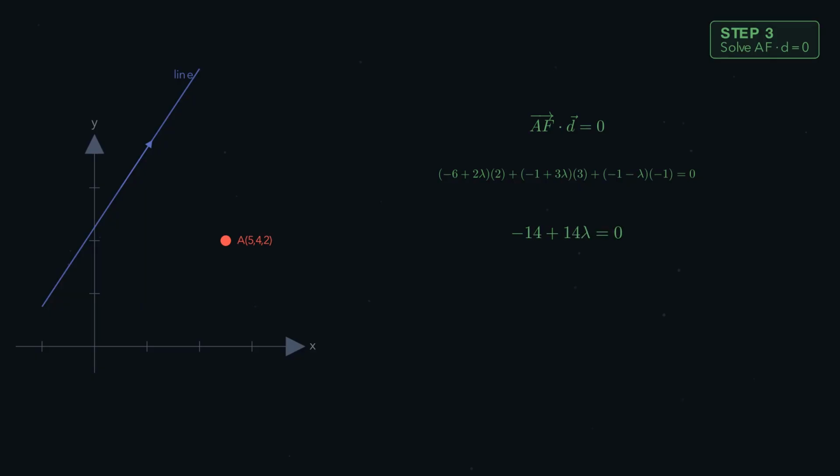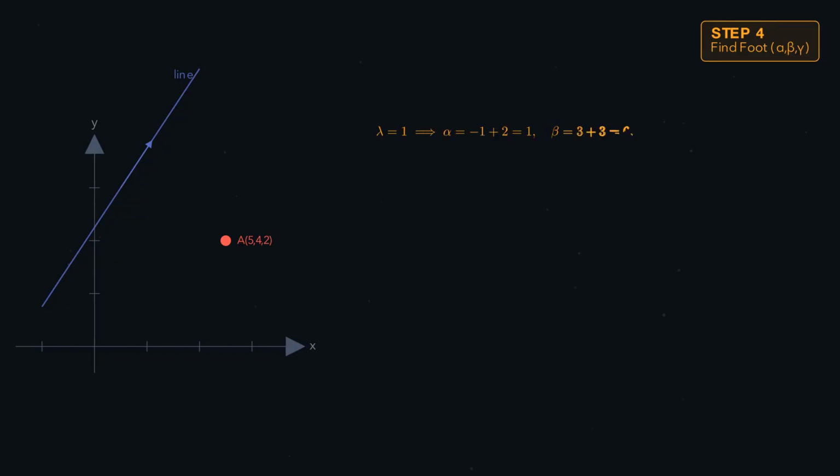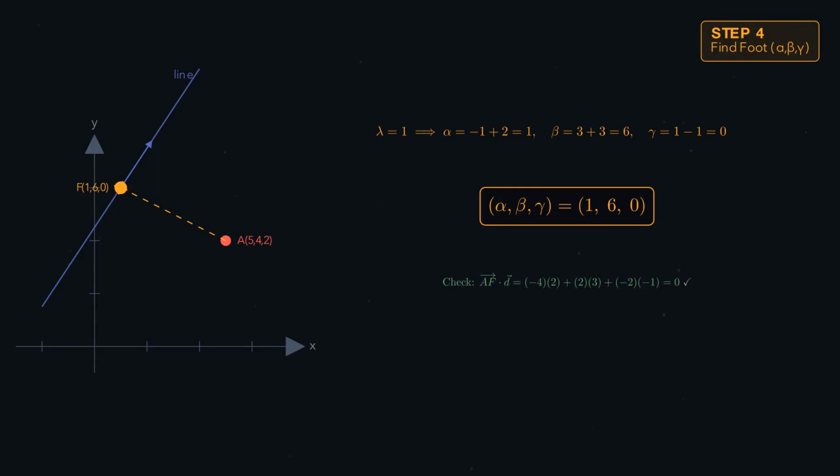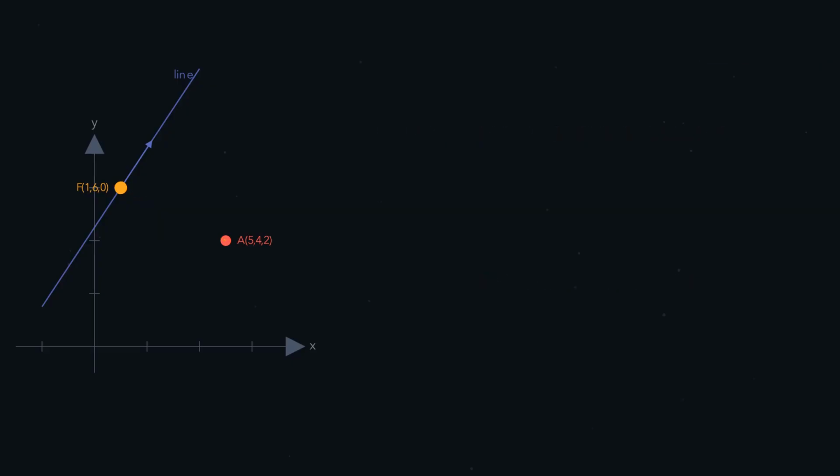Setting the dot product to 0 gives -14 plus 14 lambda equals 0, so lambda equals 1. Plugging lambda equals 1 back in, alpha equals 1, beta equals 6, gamma equals 0. Let's double check. The dot product of AF with the direction is -8 plus 6 plus 2, which is 0. Confirmed. Now the key move.